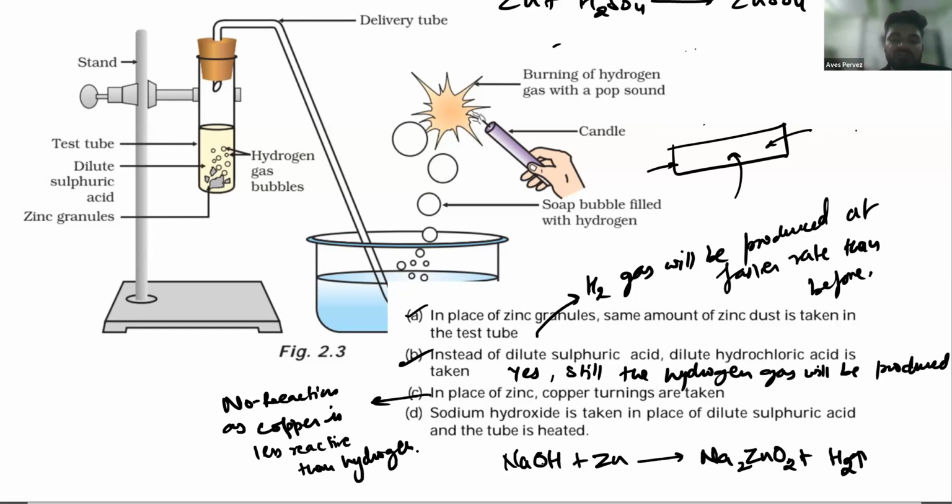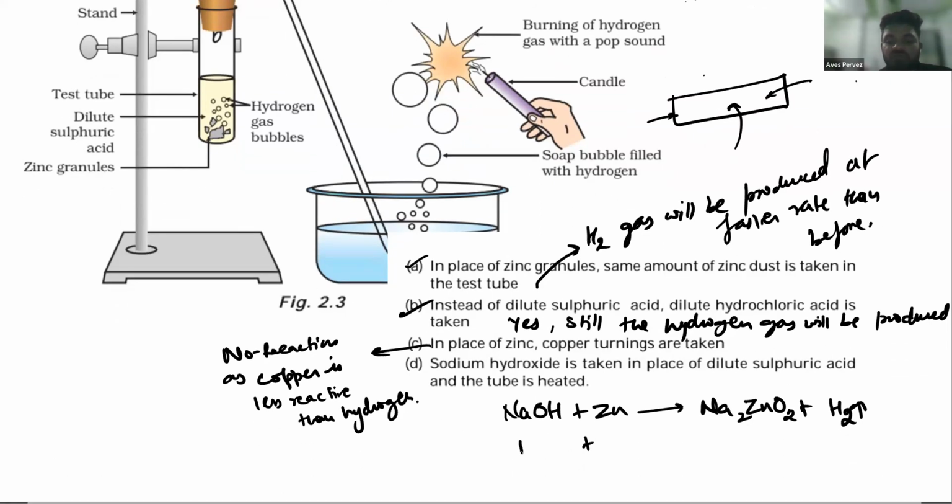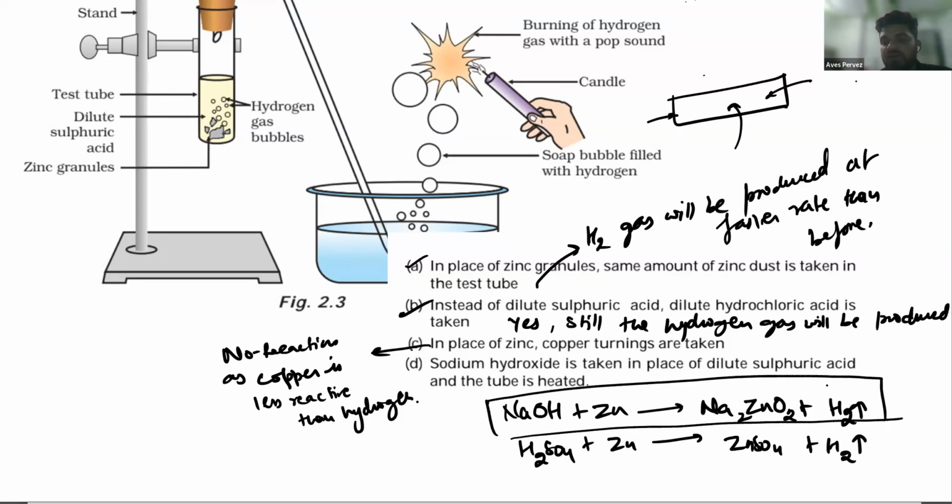So if we replace H2SO4 with this base, then hydrogen gas will be produced. Initially, when there was H2SO4, it was reacting with zinc. Zinc sulfate, ZnSO4, was formed and hydrogen gas was produced. But this time, when we replace the sulfuric acid with NaOH, the base, sodium zincate is formed and hydrogen gas will be produced. So yes, H2 will be produced. So note this answer, dear student.